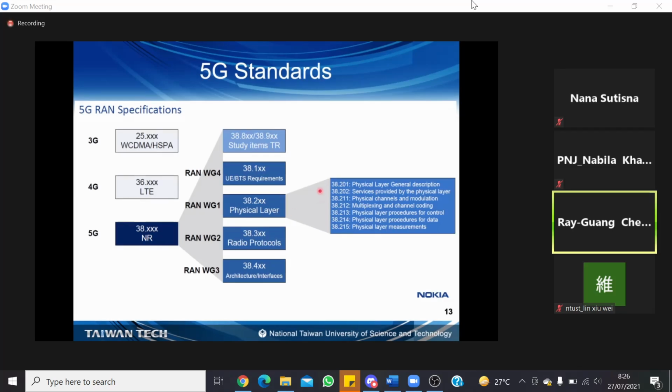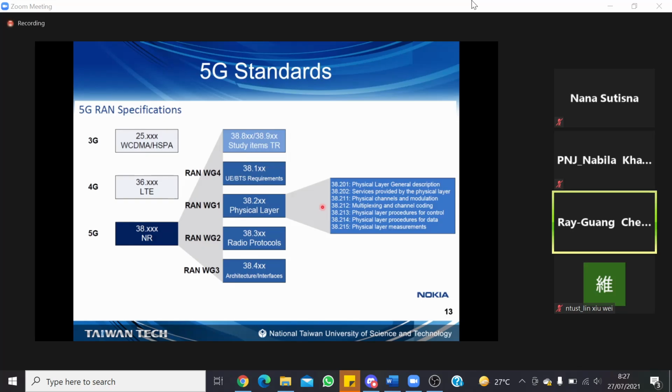For example, there are some important standards. Normally the standards have 3 digits. Series 0 normally provides a general description or overview. Series 1, 211, 212, 213, 214, 215 is the physical layer standard. They define the channel modulation and multiplexing and channel coding.